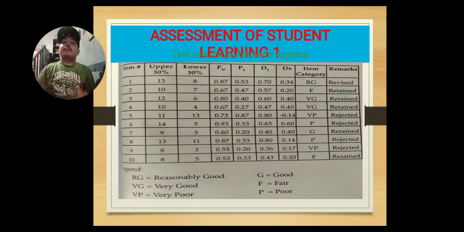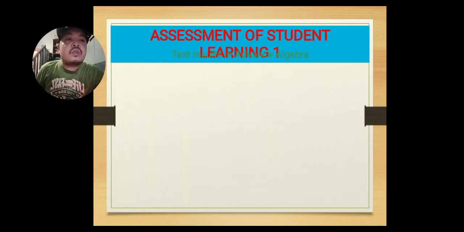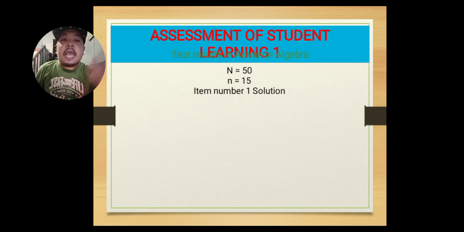For each item, if you have 50 items, then you need a remark for each of the 50 items. Again, you have 3 options. You're going to reject, revise, or retain your item. So, for further explanation, let's have this example. Okay, test result in algebra. N is equal to 50, n is 15. Item number 1 solution based on the data presented earlier.